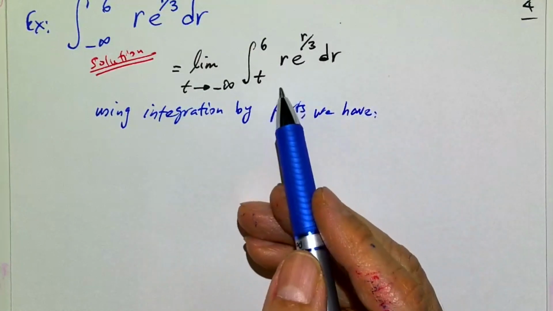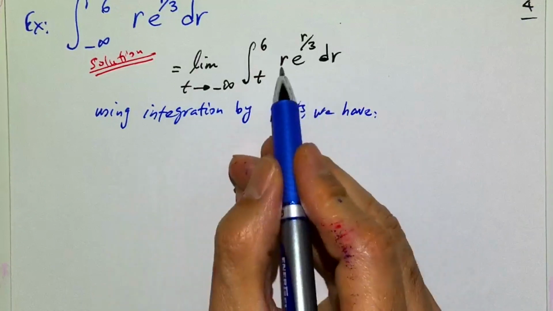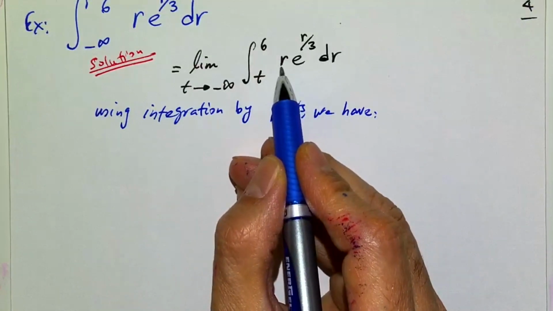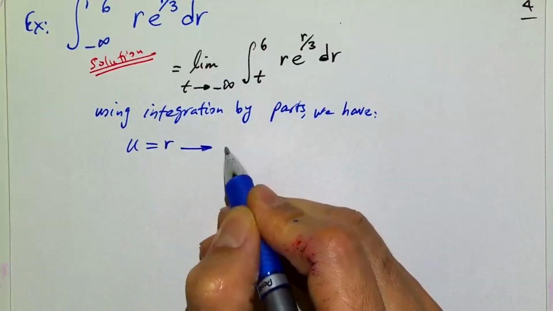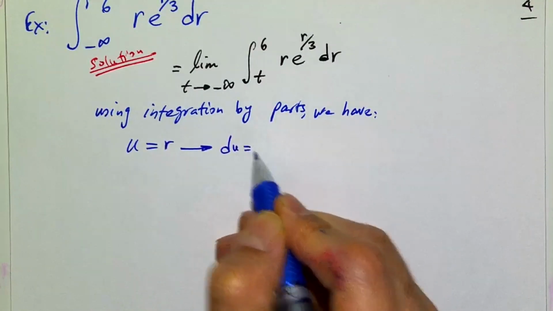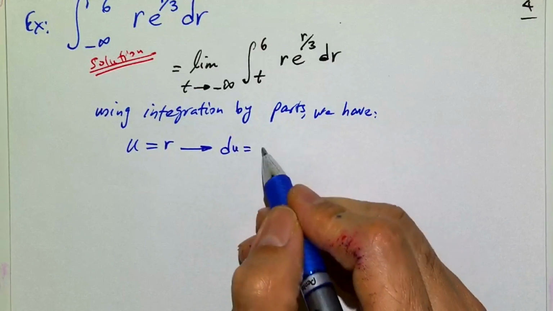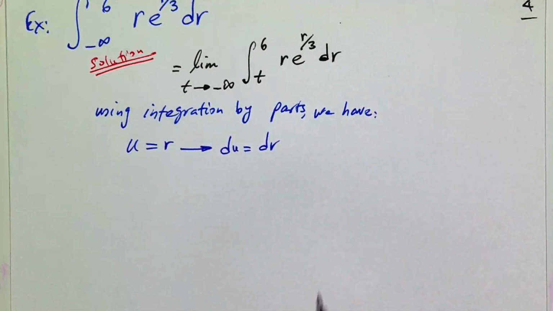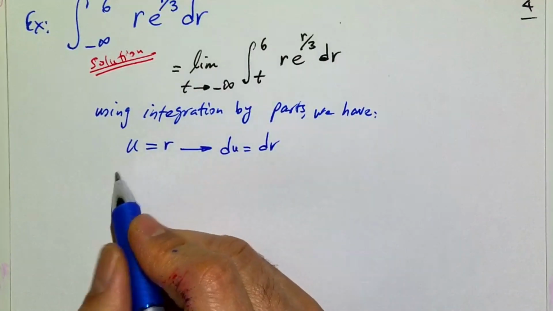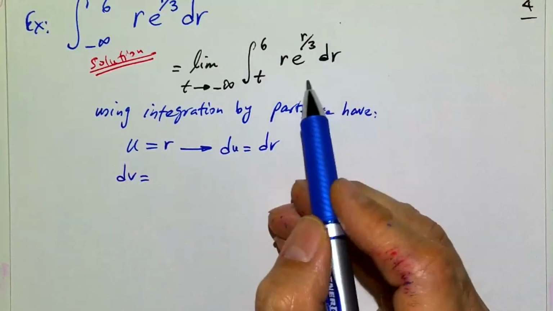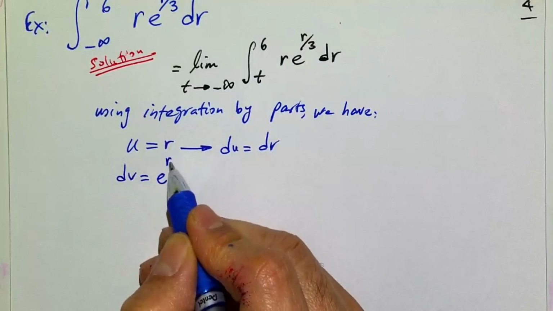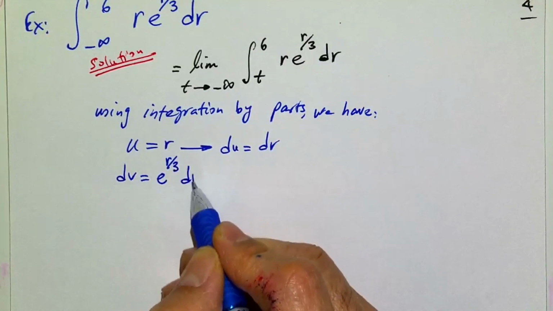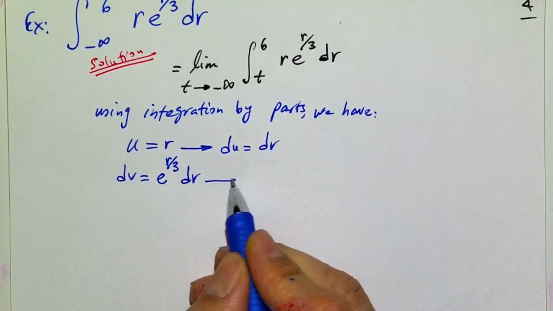we take the easier piece as u. So let's take u to be equal to r. That means du is going to be dr, right? And then dv, we're going to take e to the r divided by 3 dr as our dv.